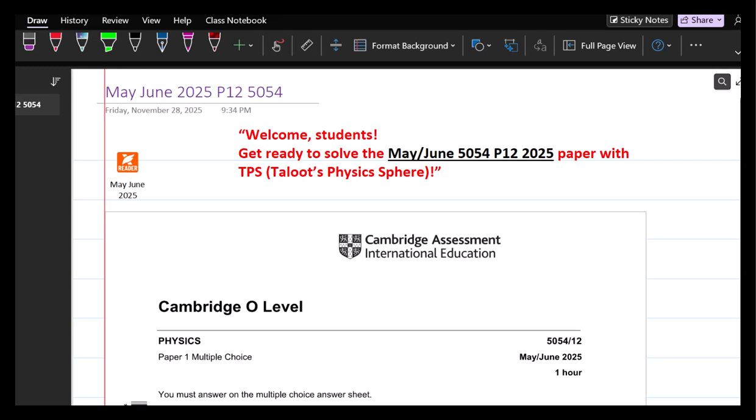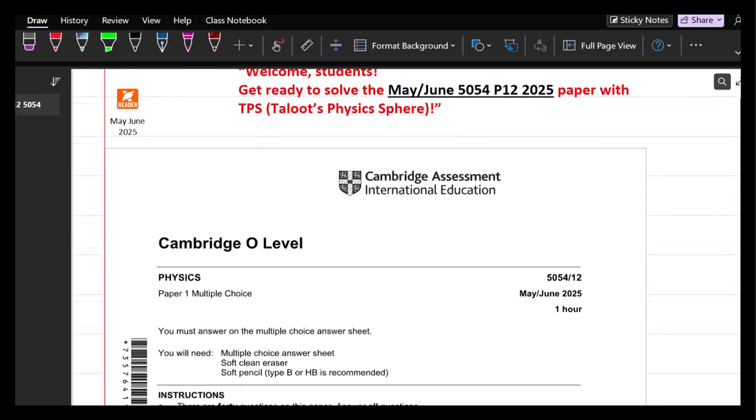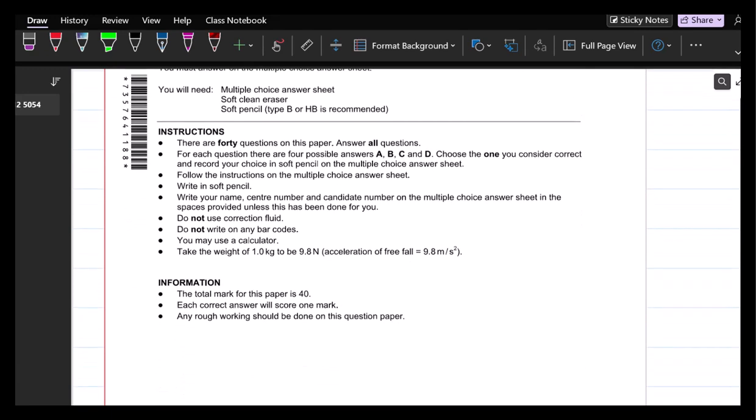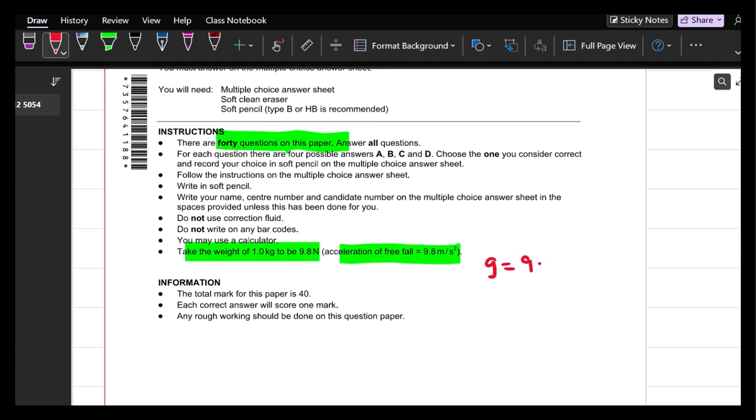Welcome students. Today get ready to solve May-June 5054 paper 1 variant 2 of 2025 paper with TPS. In this paper we are having 1 hour time. We are having 40 questions, and remember that whenever the value of g or free fall acceleration is required, you have to use 9.8 meter per second square, or 9.8 Newton per kilogram.